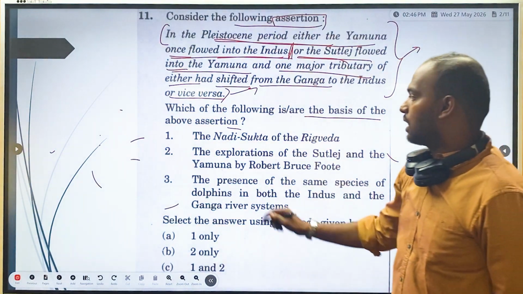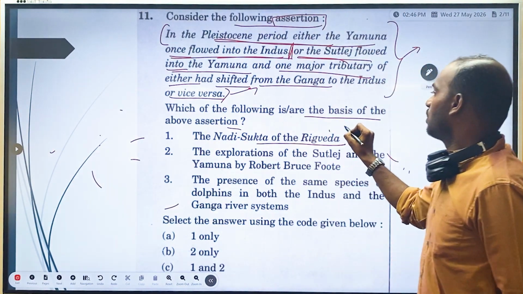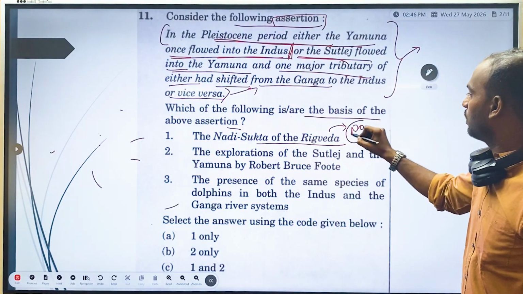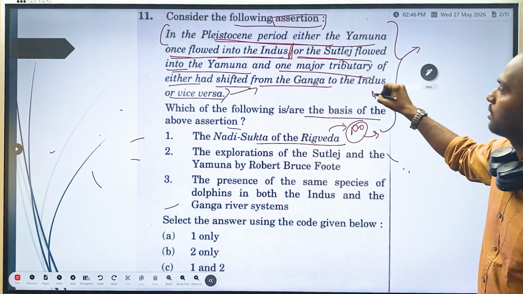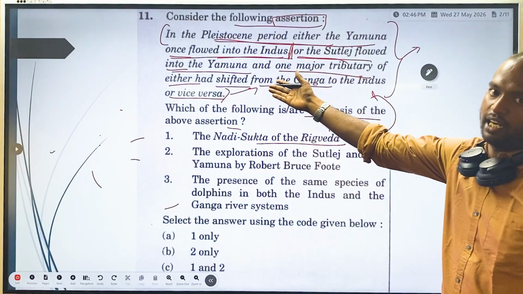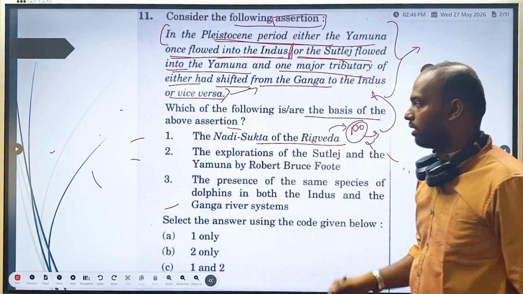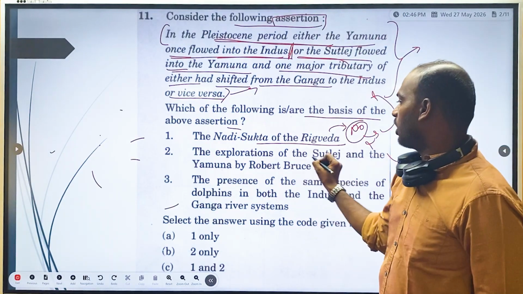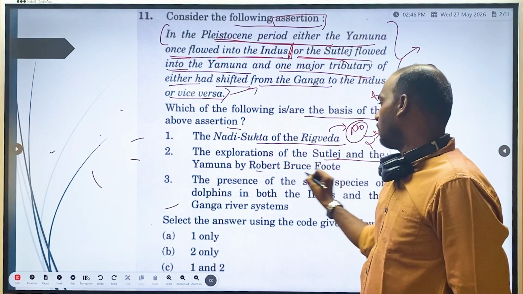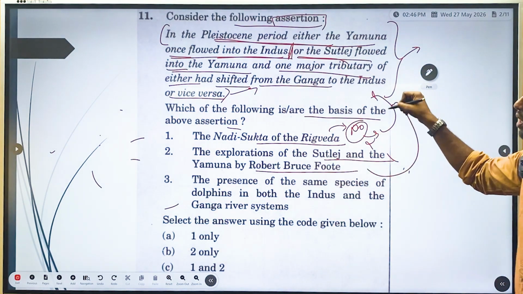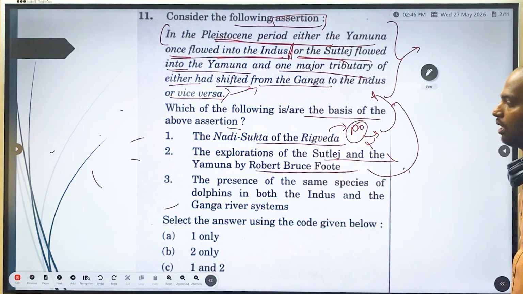So the Nadi Sukta of the Rigveda. No information regarding this can we infer from this statement. And also this is wrong, no such terms are seen in the Rigveda. The exploration of the Sutlej and the Yamuna by Robert Bruce Foote. See, there is no information with respect to this.